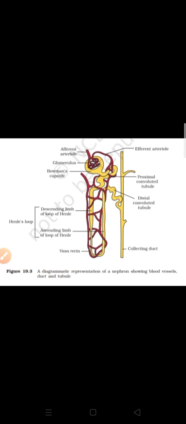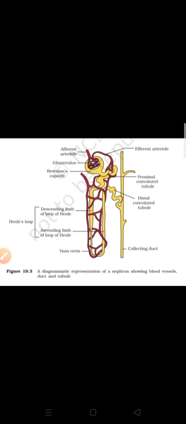And the red colored ones are the blood vessels, showing how blood is supplied towards the nephron and how the filtration takes place. All these things we will read in this particular chapter. So firstly we will start with the nephron.